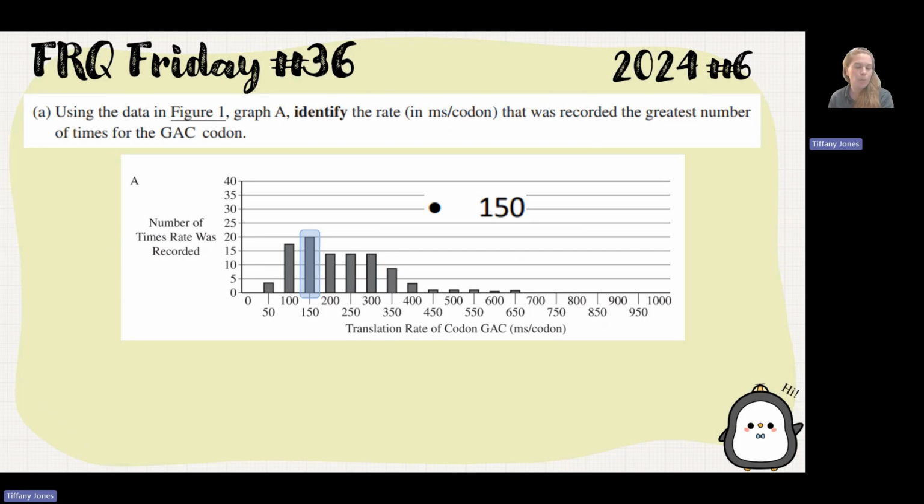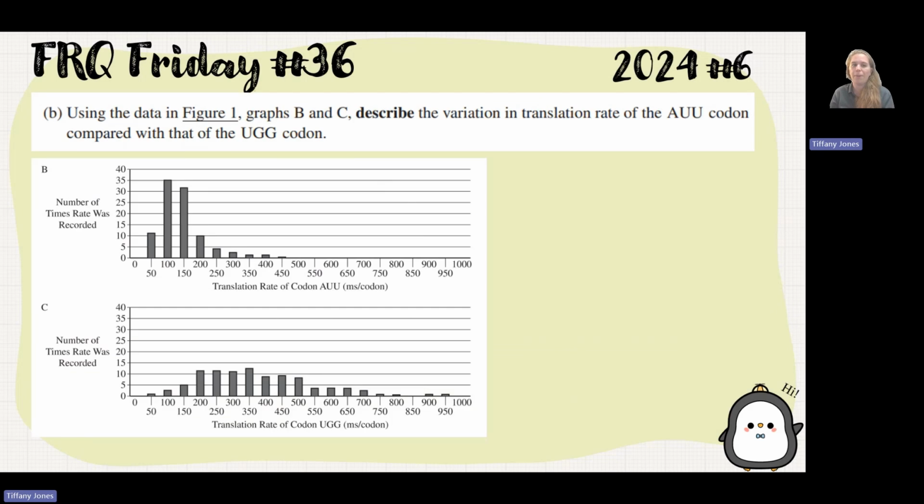Now, this is an identified point, which means that you are able to write this as just the answer. So the student just wrote 150 ms per codon, and they got their point. Personally, I tell my students to write this as a complete sentence. So the rate is 150 ms per codon. It doesn't take you that long to make it into a complete sentence, and it ensures you get the point.